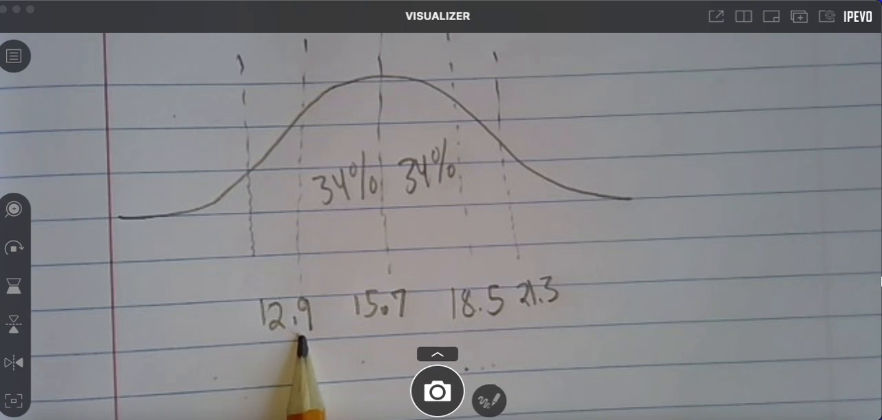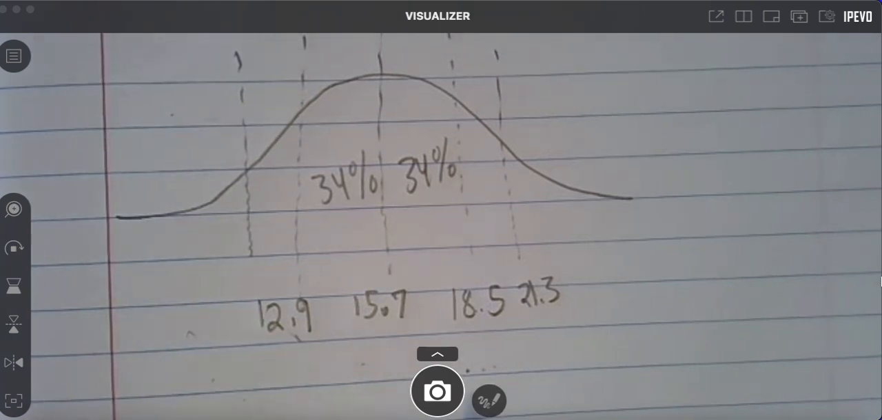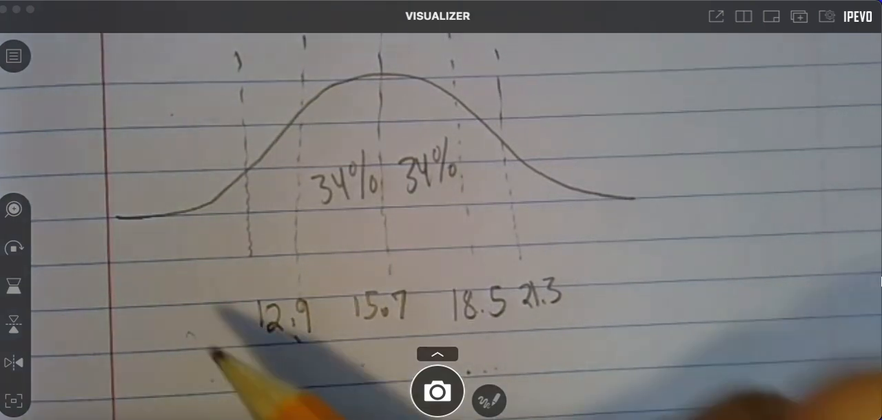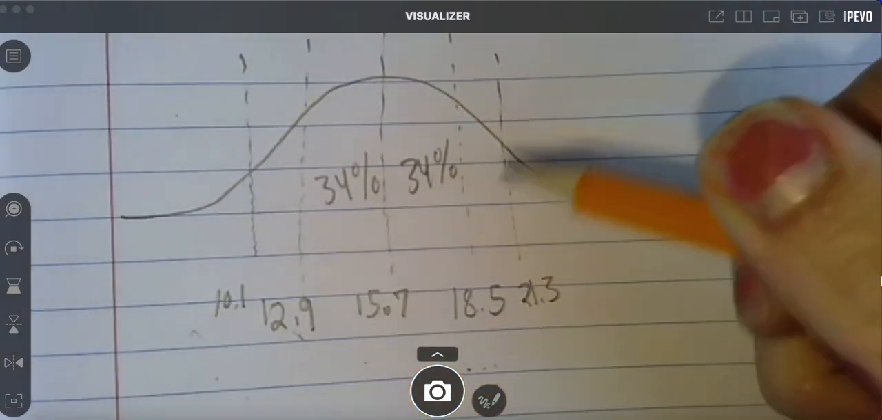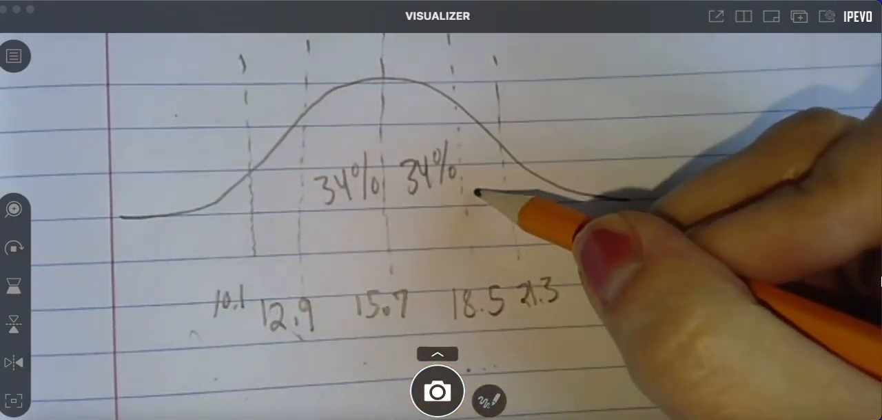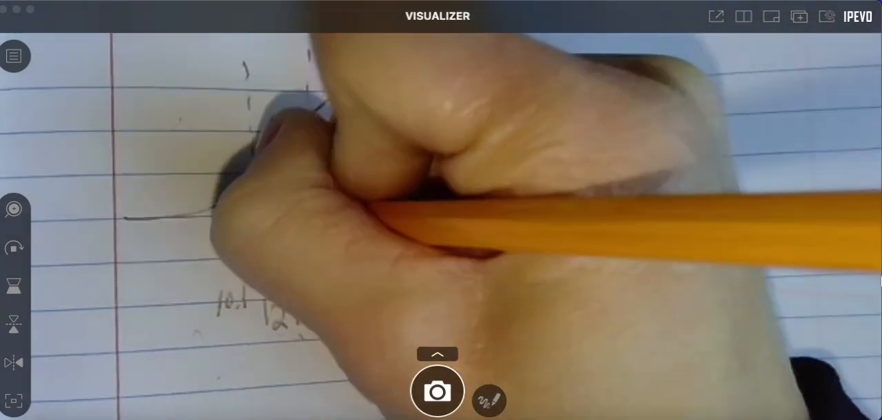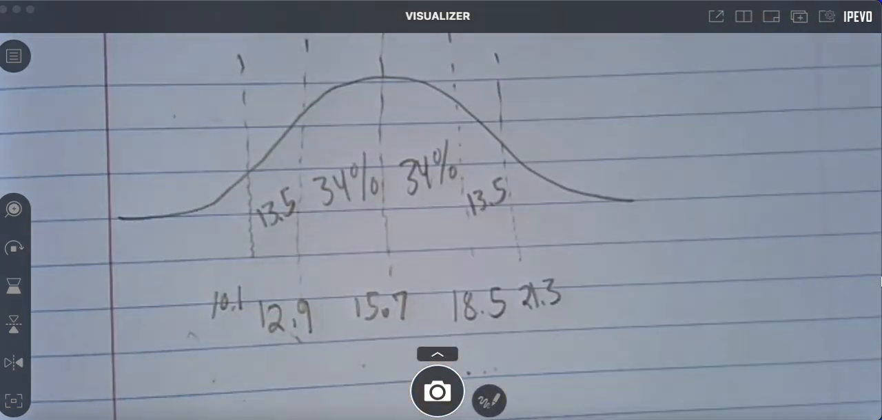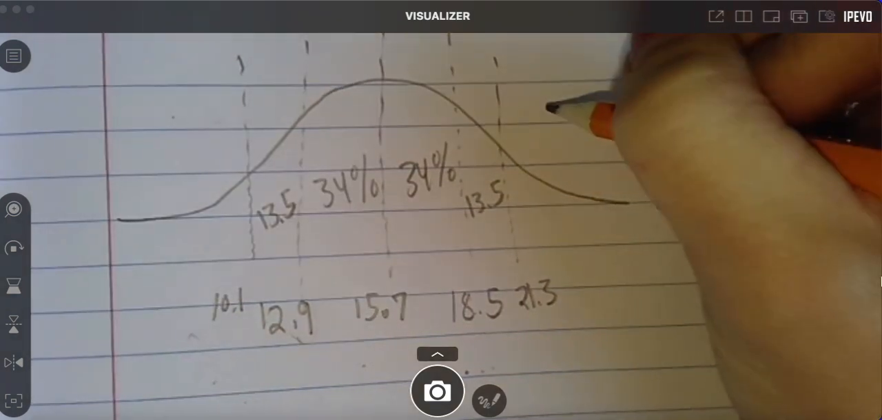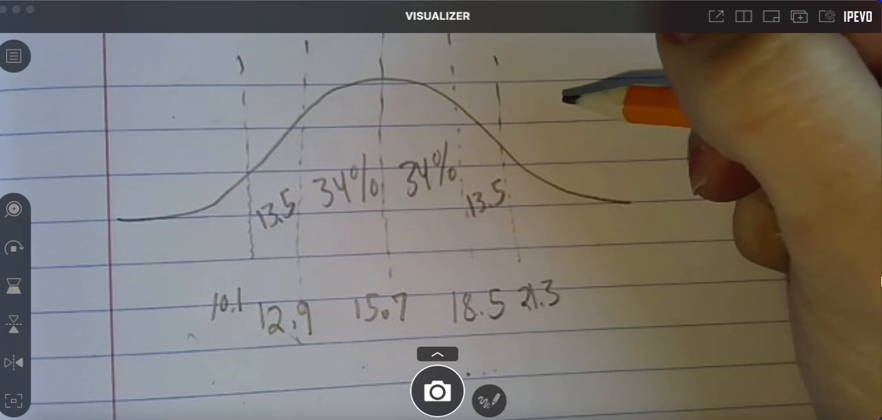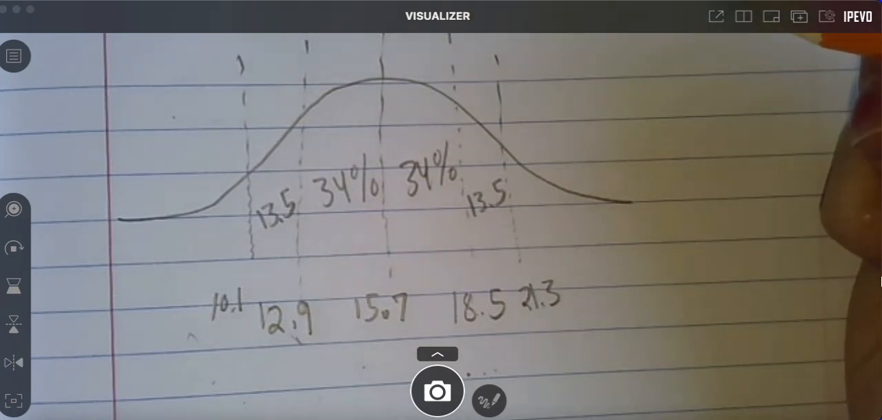What's 12.9 minus that? What did we say, 2.8? 10.1. So what percentage falls in here and here? 13.5. And then what's my last standard deviation? I have to go out that 2.8 again. So, and this is how you draw it. You're going to have to draw this normal curve, and this is how you label it.